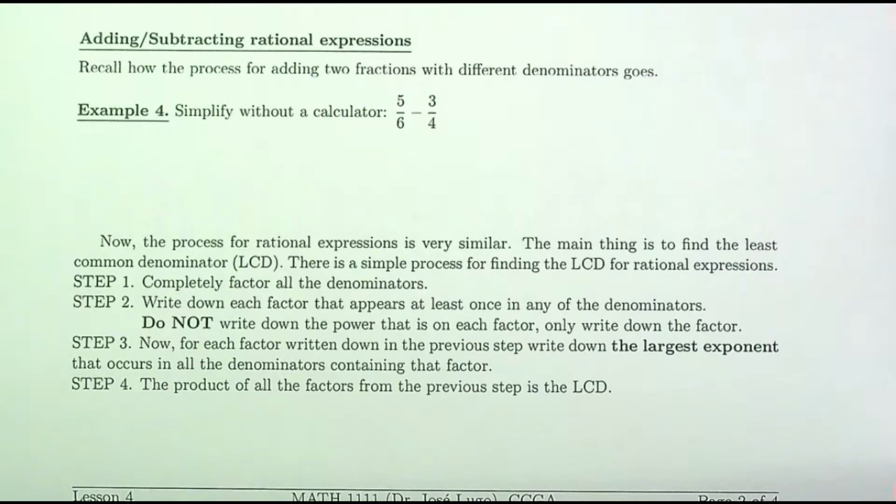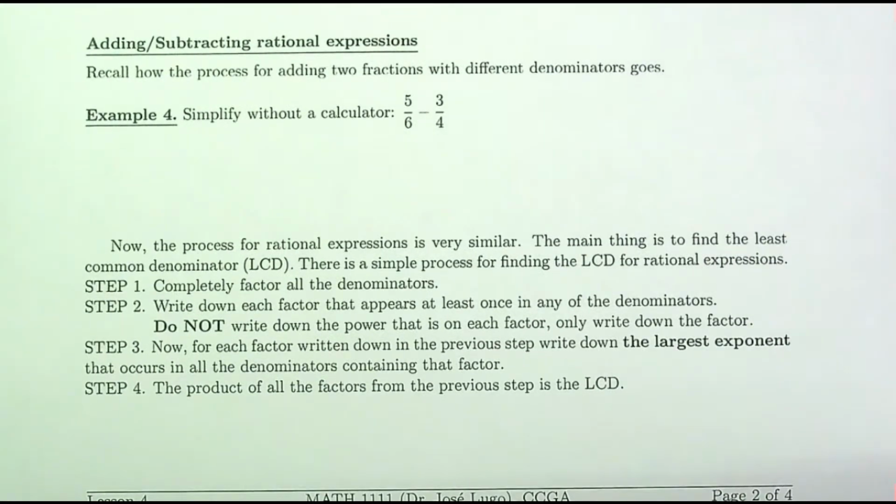Adding and subtracting rational expressions is a little bit more complicated than just multiplying or dividing or simplifying rational expressions. But the process is very similar to the process of adding or subtracting regular fractions with whole numbers for the top and bottom. The process is essentially the same. So let's review the process with two fractions, and then we'll add in the variables.